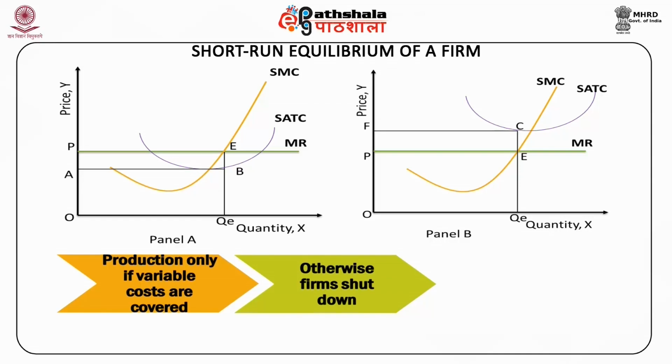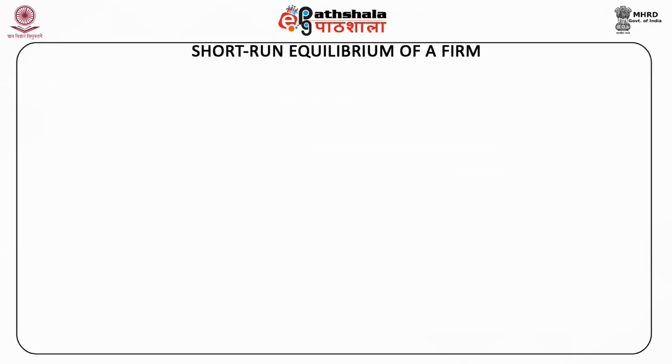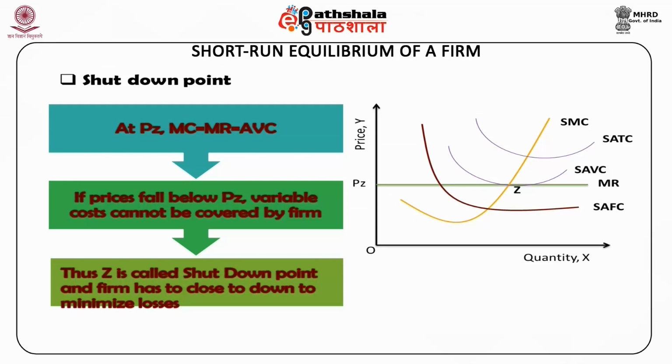Otherwise, the firm will decide to shut down because by discontinuing its operation, the firm can minimize its losses. Hence, the closing point of the firm is the point at which it covers its variable costs. The closing point or the shutdown point of a firm can be explained through a diagram. As we can see in the figure, the MR curve is the marginal revenue curve and the PZ represents the price level. The short-run marginal cost curve cuts the marginal revenue from below.